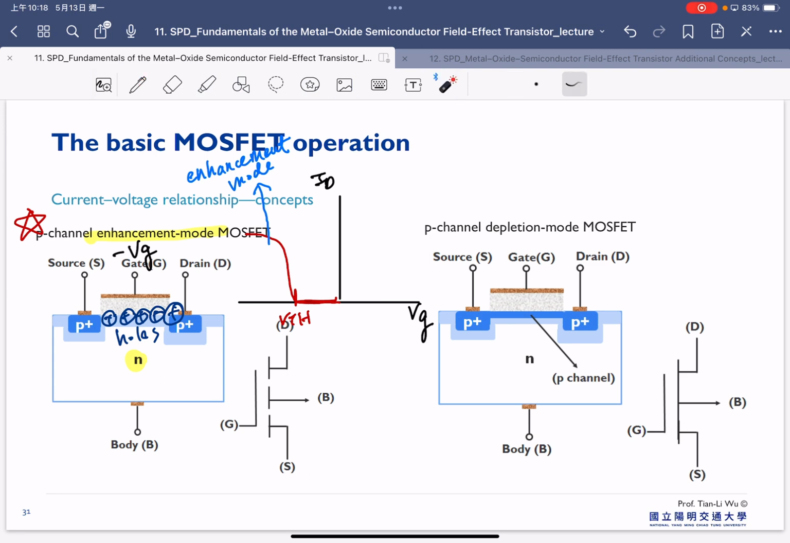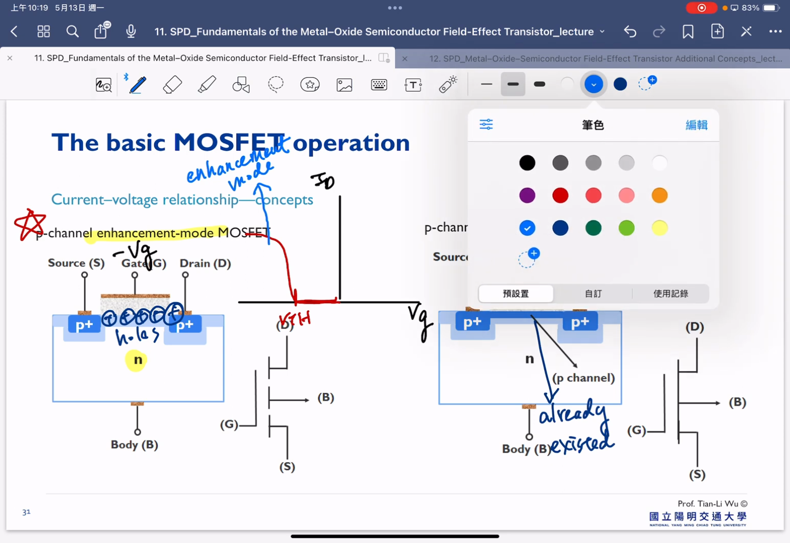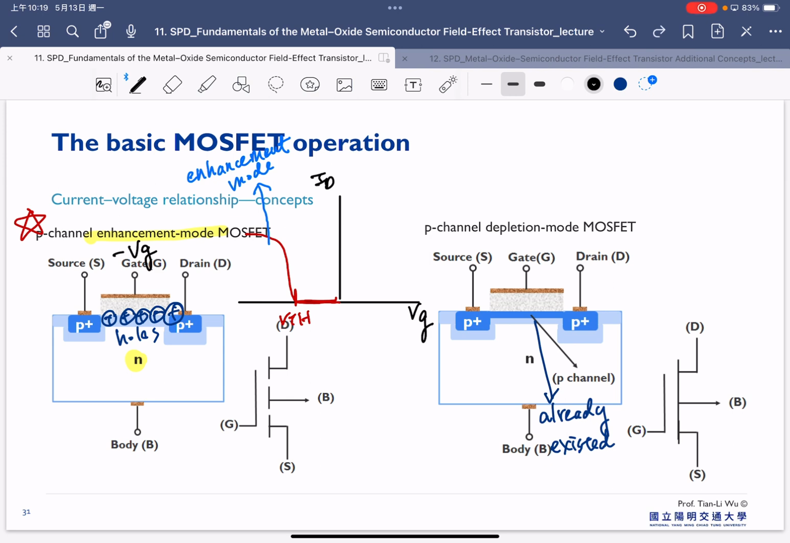Similar to the N-channel depletion mode, in the P-channel depletion mode we have the channel already formed under the gate dielectric here. So we already have the channel, and what we now try to do is turn off our device. This means that at 0 volt the channel is already there and the current is already there. But now we need to switch off the channel, deplete the channel, so we have to apply a positive bias. Once we apply enough positive bias, we can turn off our device.